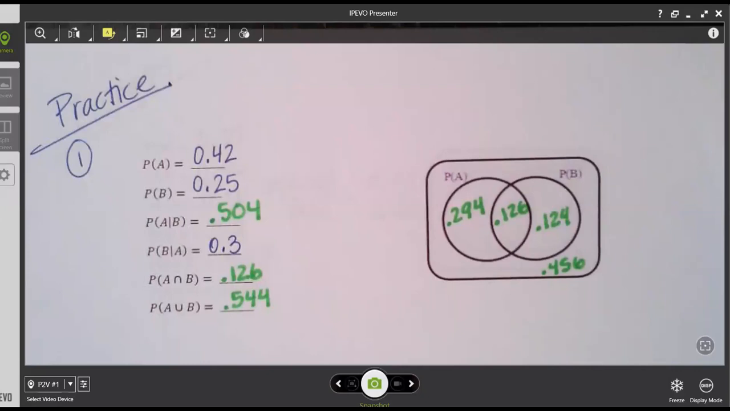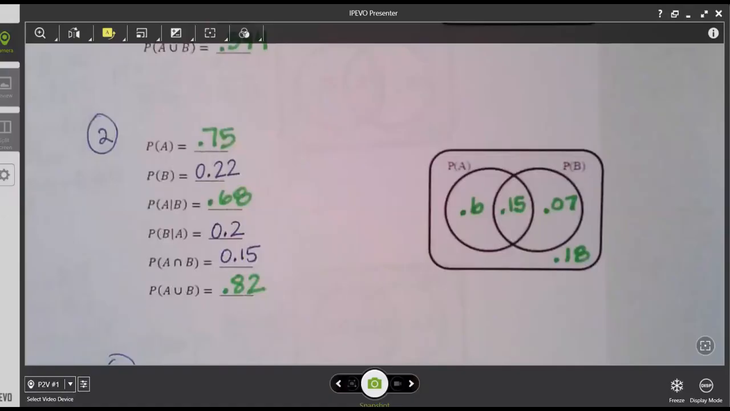All right, here are your answers to number 1. Go ahead and see what you think about that. Go back and try to figure out where you went wrong if you did. Okay, so here are your answers to number 2. Check and see how you did. See if you need to rework something. And then go on and check your answers to number 3.